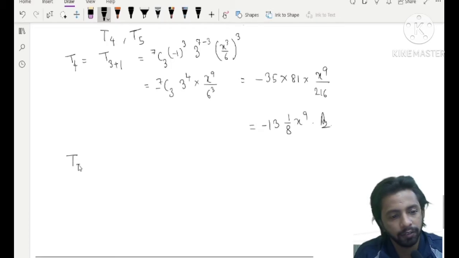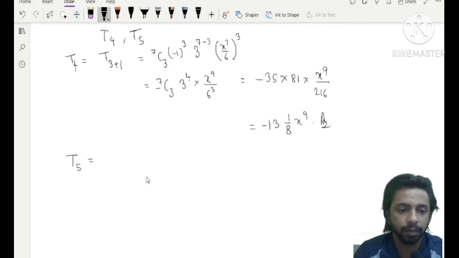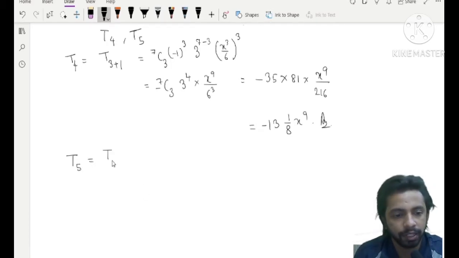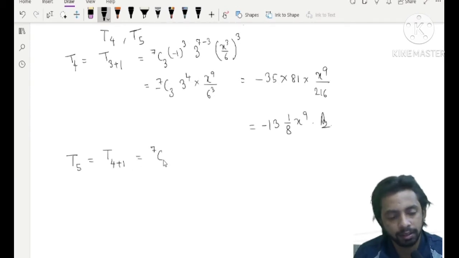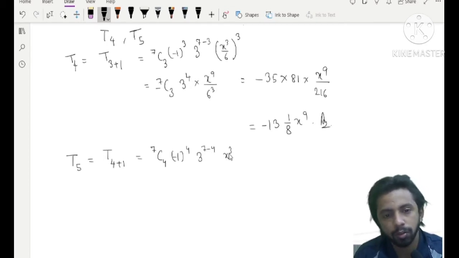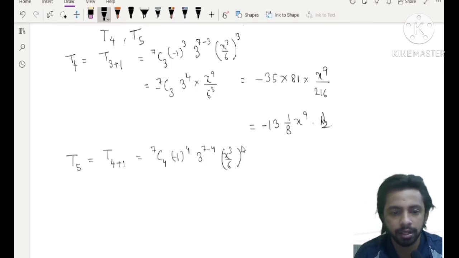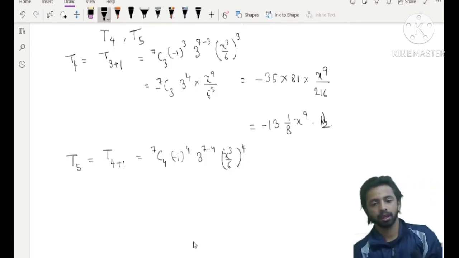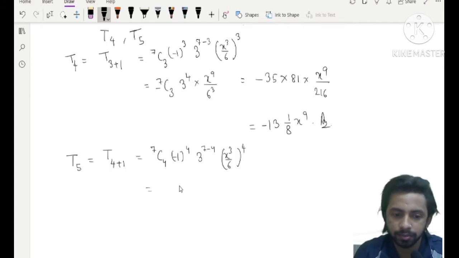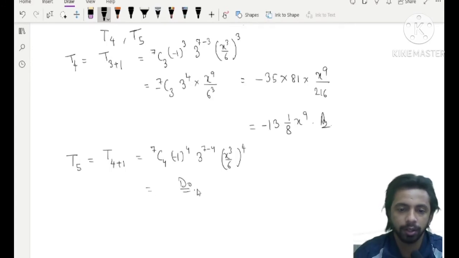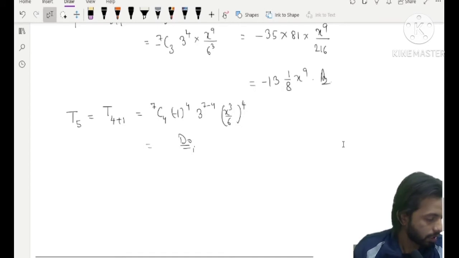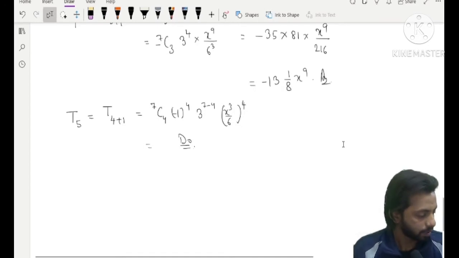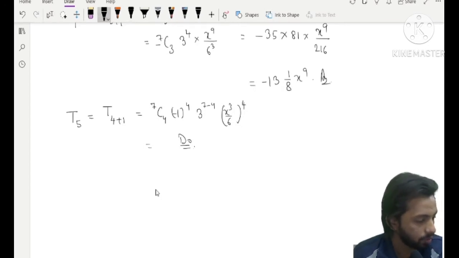Similarly, we can find the second middle term also, t5, which can be written as t4 plus 1, and this will be 7C4, minus 1 raised to the power 4, 3 to the power 7 minus 4, x cube by 6 raised to the power 4. So this is how you will find this. Similarly, you can do this. Now we'll go to the next question.